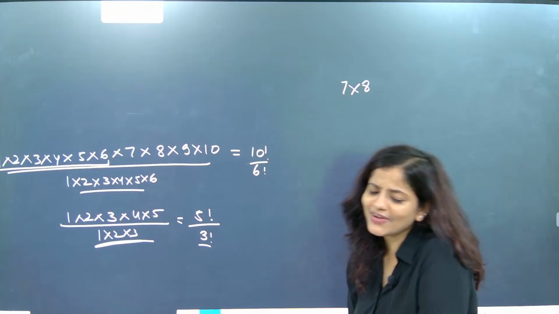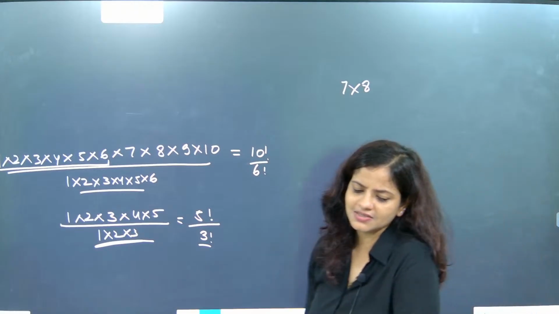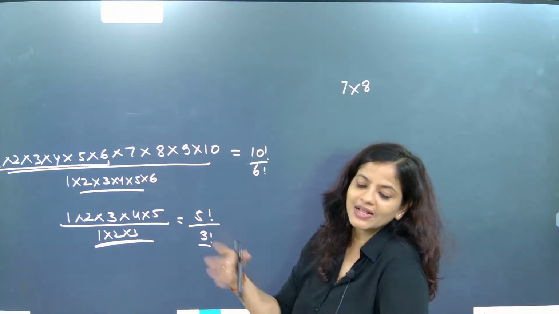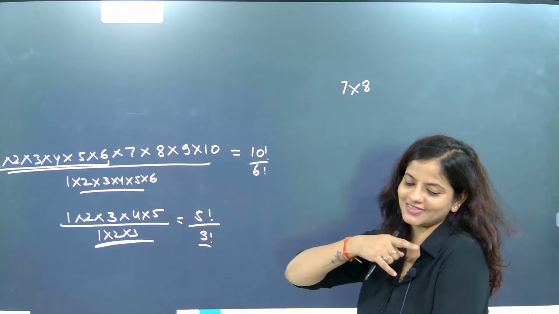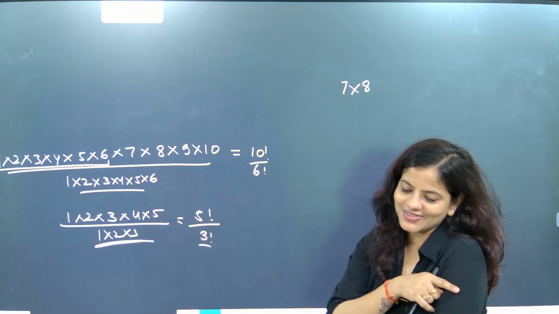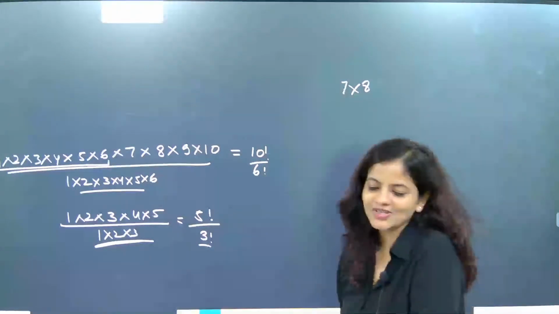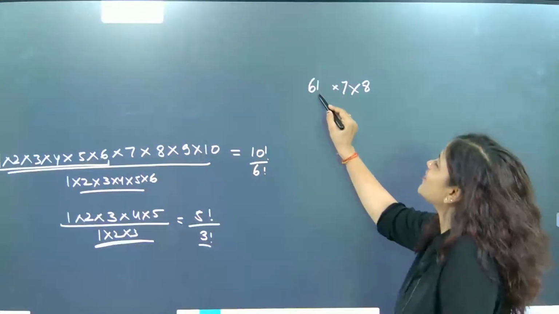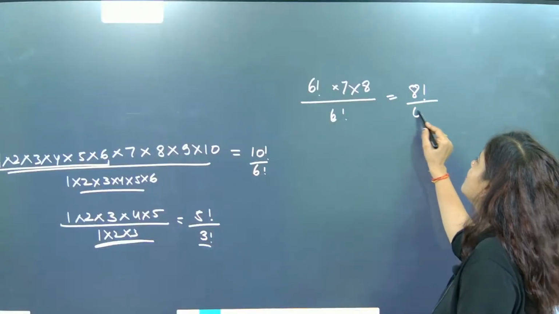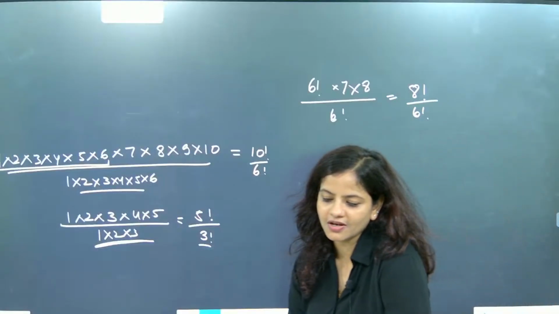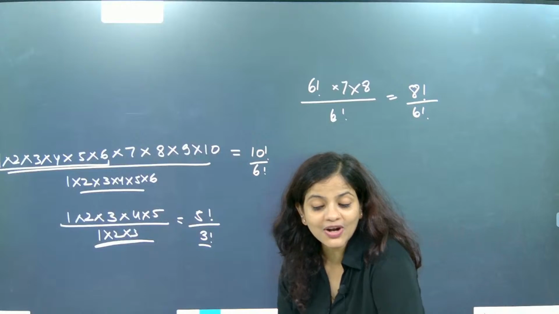8 factorial by 8 factorial will get cancelled, na Sujata. What are we going to multiply first? 1, 2, 3, 4, 5, 6, down also 1, 2, 3, 4, 5, 6. So you are going to multiply 6 factorial by 6 factorial. So the overall answer will become 8 factorial by 6 factorial.